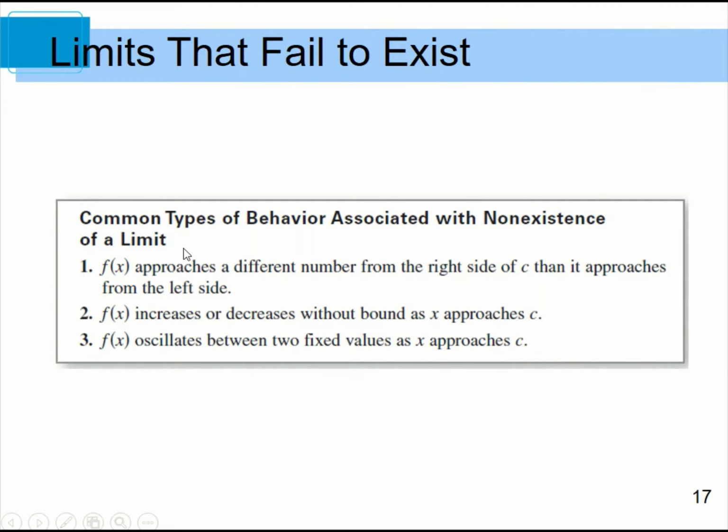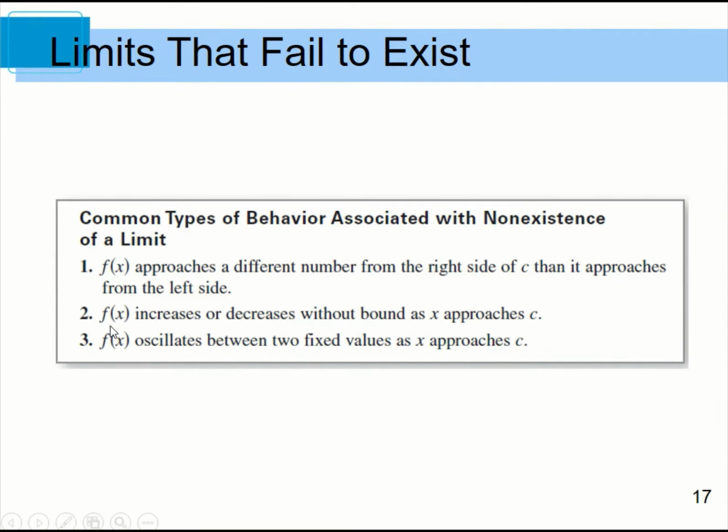So this is the common type of behavior associated with non-existence of a limit. Number one, the function f(x) approaches a different number from the left side of c than it approaches from the right side. Since from the right side and from the left side the function approaches different numbers, the limit does not exist.